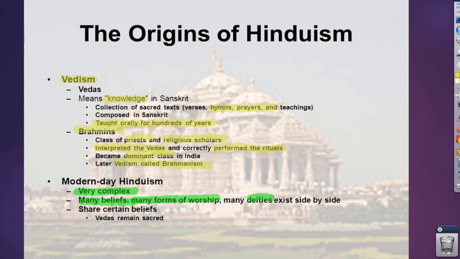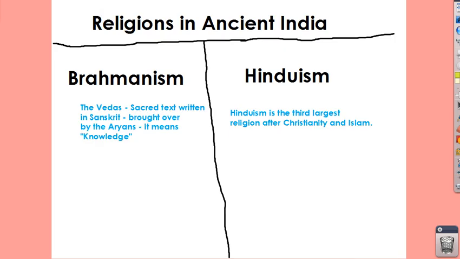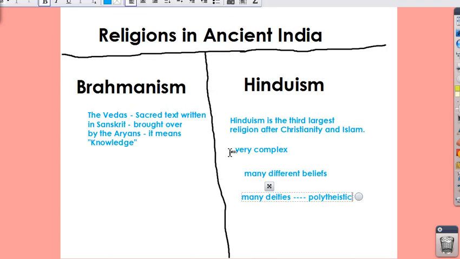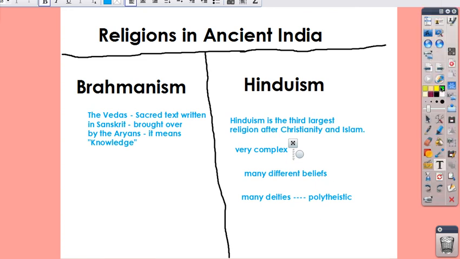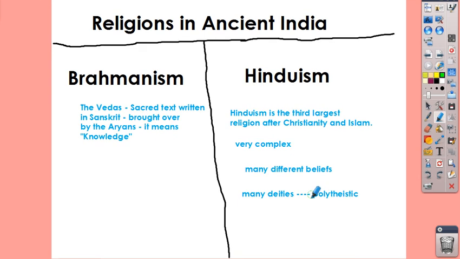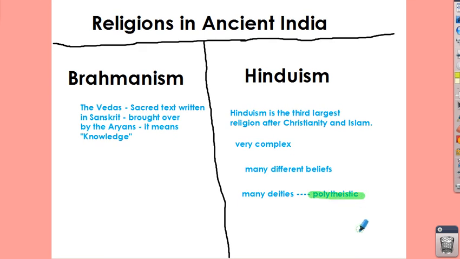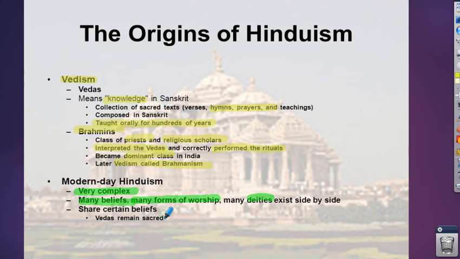So we're going to go back to our slide and add that one in as well. I added several notes here. I put that Hinduism is very complex. It has many different beliefs. And there's many deities. So when we're talking about many deities, we would probably be safe to say that because of many deities, they were polytheistic. All right, we're going to switch back here to our slide that we were on.